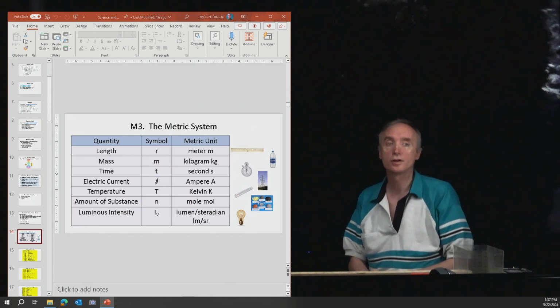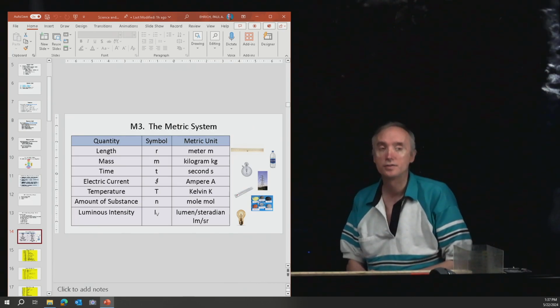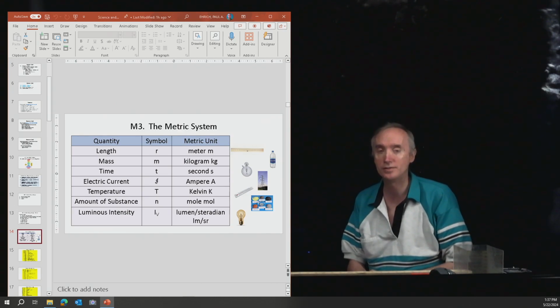Okay, now we're going to talk about the metric system. So in science, we like to measure things, and it turns out that there are 7 basic quantities from which we can build any other quantity that we want.